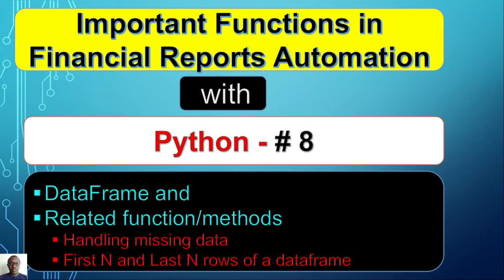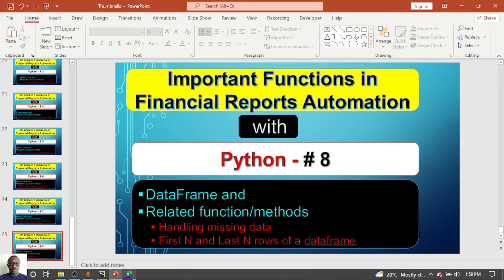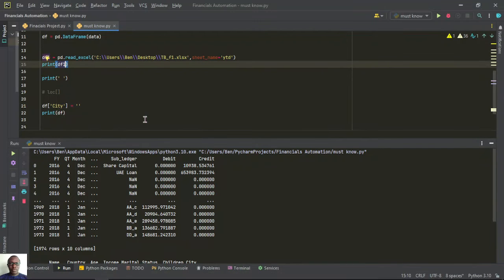Welcome back, ladies and gentlemen, and now let's see how we can handle missing data and how we can also know the first n and last n elements of a row of a given data, or rather how to know the first n rows and the last n rows of a given data frame. So let's go to our environment where we are doing our Python code.